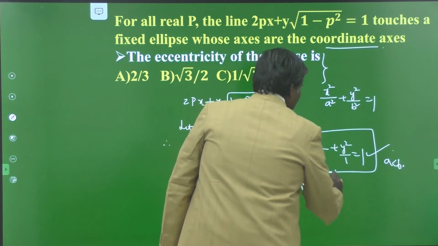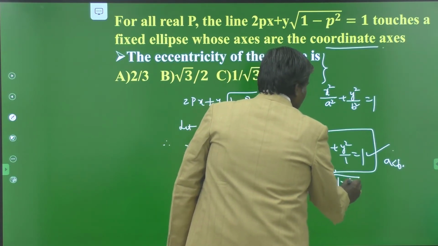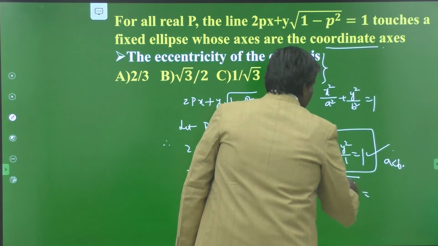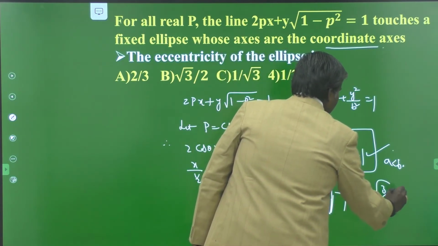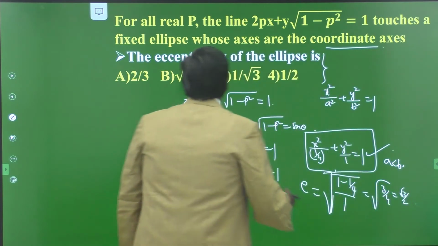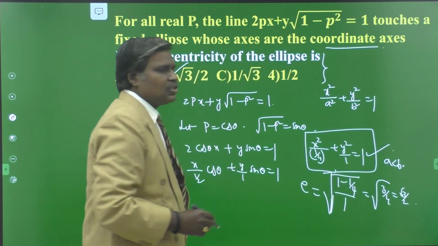Eccentricity is equal to root of b square minus a square by b square. That is root of 1 minus 1 by 4 by 1, which is equal to 3 by 4. It is nothing but root 3 by 2. So the eccentricity of the ellipse is root 3 by 2.